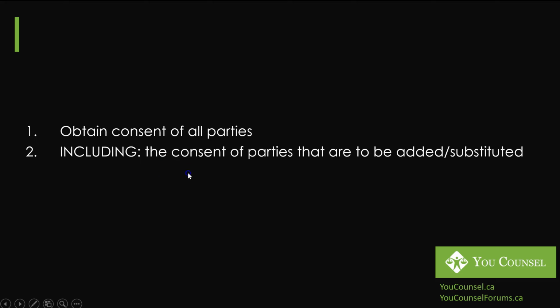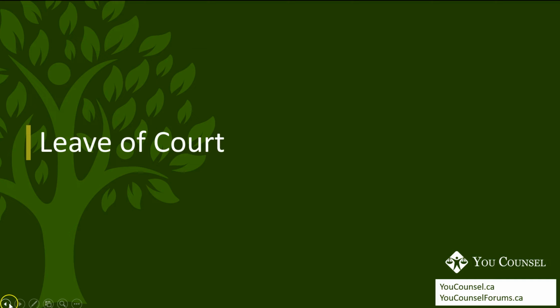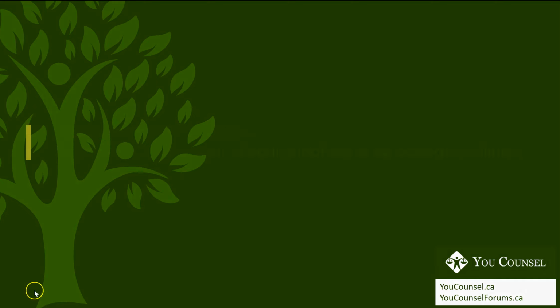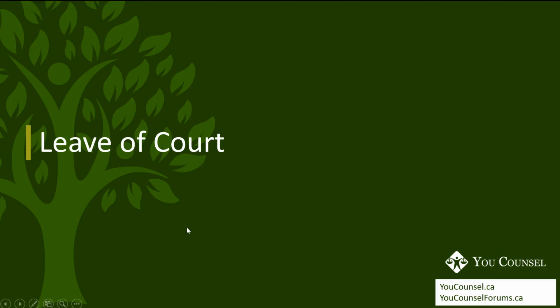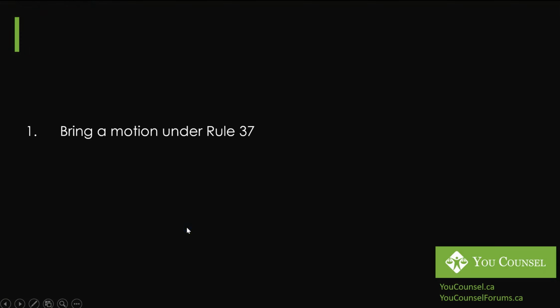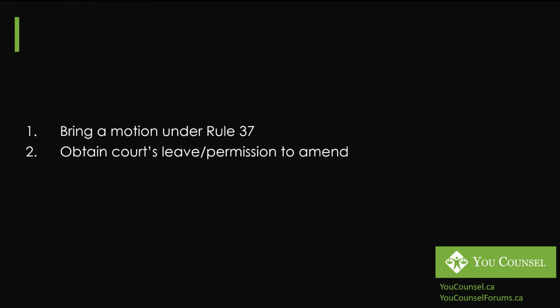Now, remember that when we're talking about the consent of parties, we're talking about consent of all parties. So if you are adding, deleting, or substituting parties, then you need consent of those parties that you want to add. So if there's a party that you're going to add, which is not presently a defendant or a party in any way, and you want to add that party in that court action, then you require their consent as well. And third is leave of court. Obviously, you can bring a motion under Rule 37, and you ask the court to grant you the amendment that you want.